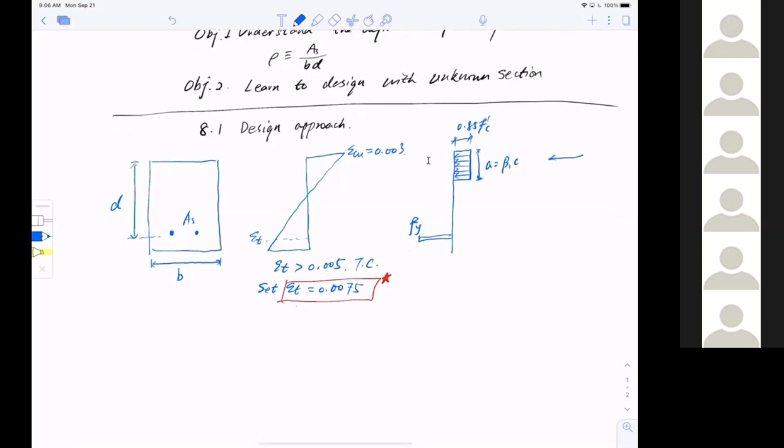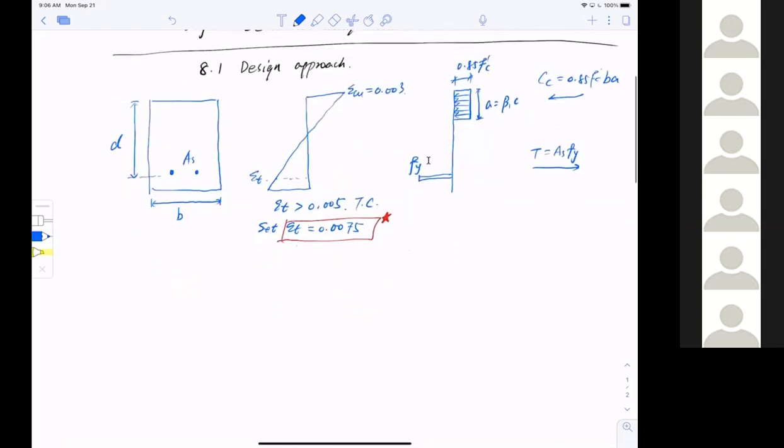In terms of total force, I have a compression from concrete that is 0.85 f'c, in this case b a. And I have a tension force T equal to As fy. And mind you that right now we're only talking about the singly reinforced case. So this is what we call the design state, meaning we design the concrete beam to fail this way.